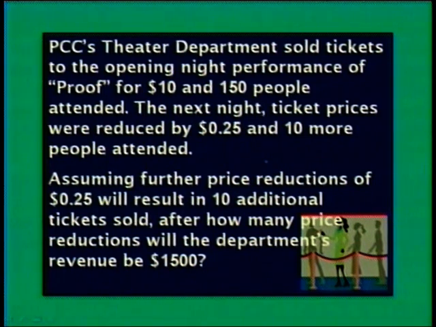One last problem. PCC's theater department sold tickets to the opening night performance of Proof for $10, and 150 people attended. The next night, ticket prices were reduced by 25 cents, and 10 more people attended. So the price went down, more people bought tickets. Assuming that further price reductions of 25 cents will result in 10 additional tickets sold, after how many price reductions will the department's revenue be $1,500?